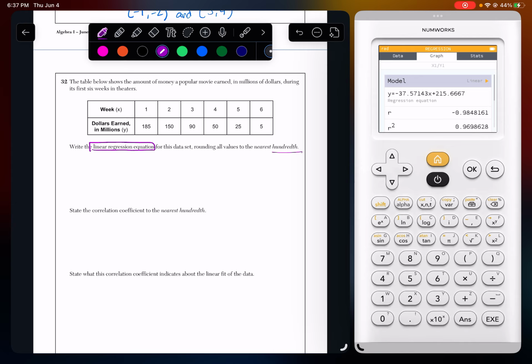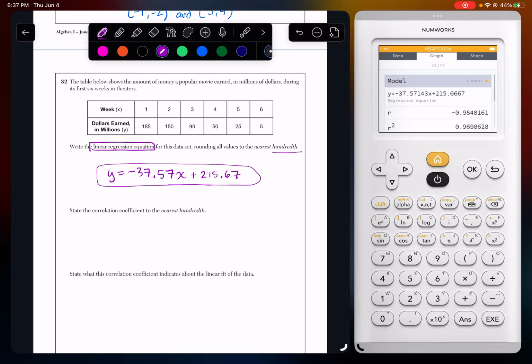So they said to round to the nearest hundredth. So here our equation is negative 37.57143x. I'm going to round that to the nearest hundredth, so negative 37.57x plus 215.6667. That's going to round to 215.67. So they will give you the equation. All you need to do is round it accurately.